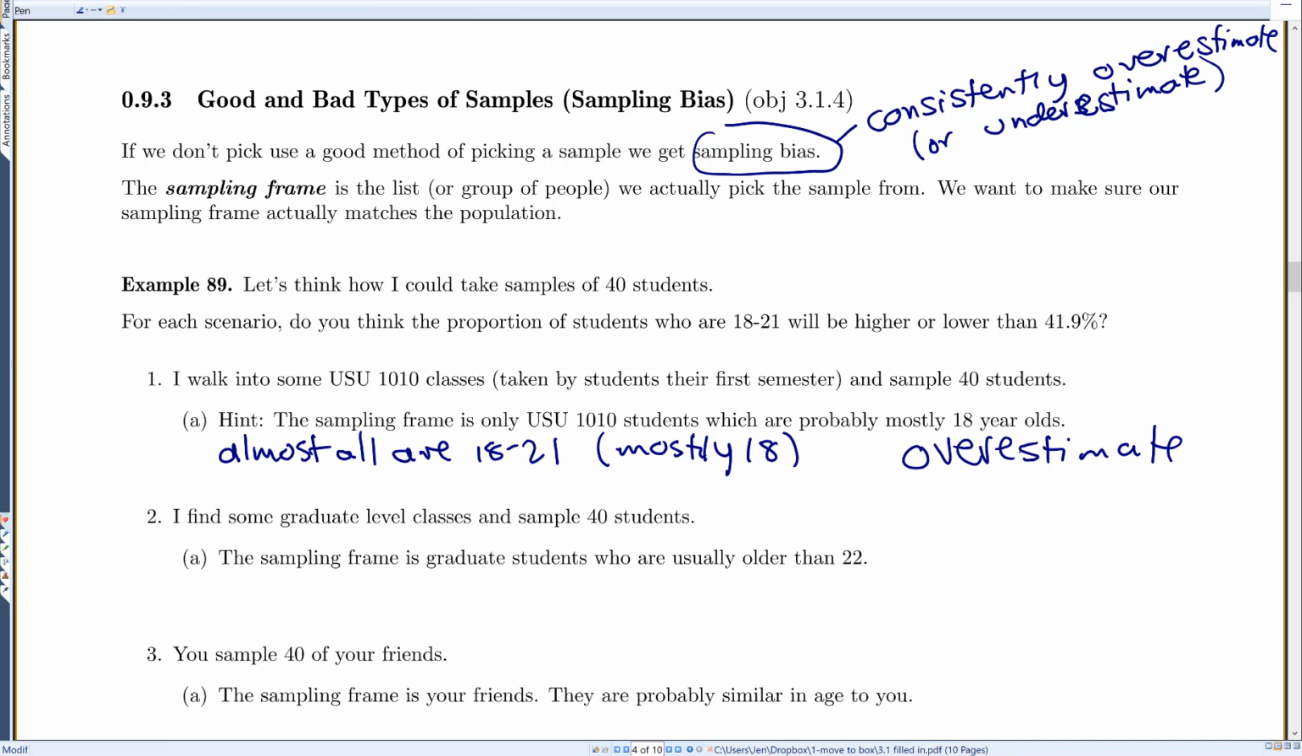Let's say I find some graduate level classes and I sample 40 students. Well, the sampling frame, I'm only looking at graduate students. Graduate students are usually older than 22 because they've already done 4 years of college. So if they're older than 22, then we would say almost all are over 21, which means not very many are 18 to 21, so we're going to be underestimating.